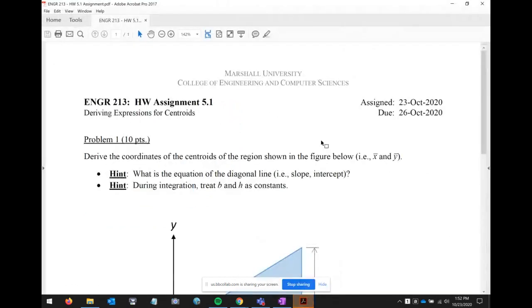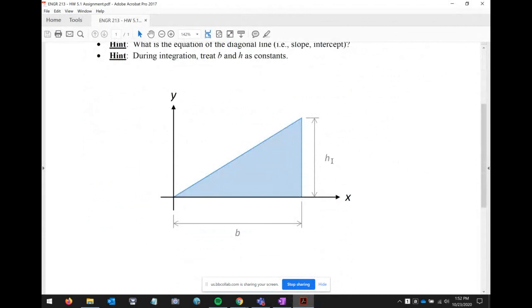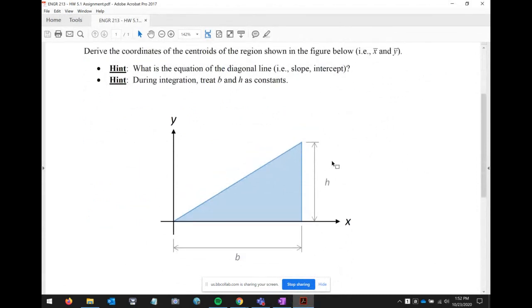This is your homework assignment, and what I want you to do is basically repeat this for a triangle, particularly this triangle. And I left it as B and H because I want you to look at this and say, okay, where is the centroid? Where is that point for a triangle? You could look it up, but I want you to go through the process of deriving it. And I gave you a couple hints, like what's the equation of the diagonal line? y equals mx plus b, find the slope, find the intercept. And during integration, this is a hint, treat the sides of your rectangles as constants. Makes it a lot easier.